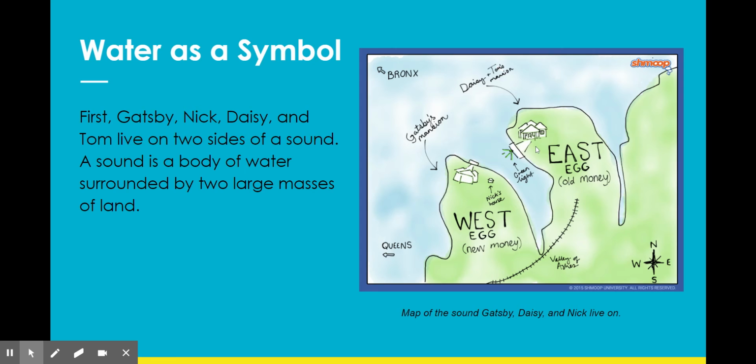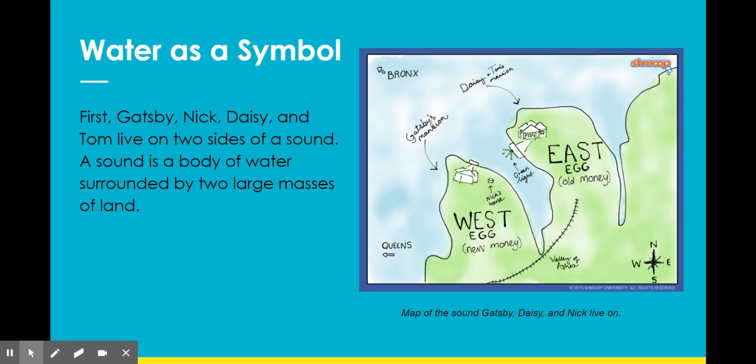And then across the sound or across the bay, we have East Egg, right? That's where Tom and Daisy live, right? And we know that that's more old money, family money, inherited money, money that's been passed down from generation to generation. And much more conservative with the way that they spend their money. They definitely have big houses and fancy clothes and participate in activities like polo and traveling all over the world, but not throwing these lavish parties.